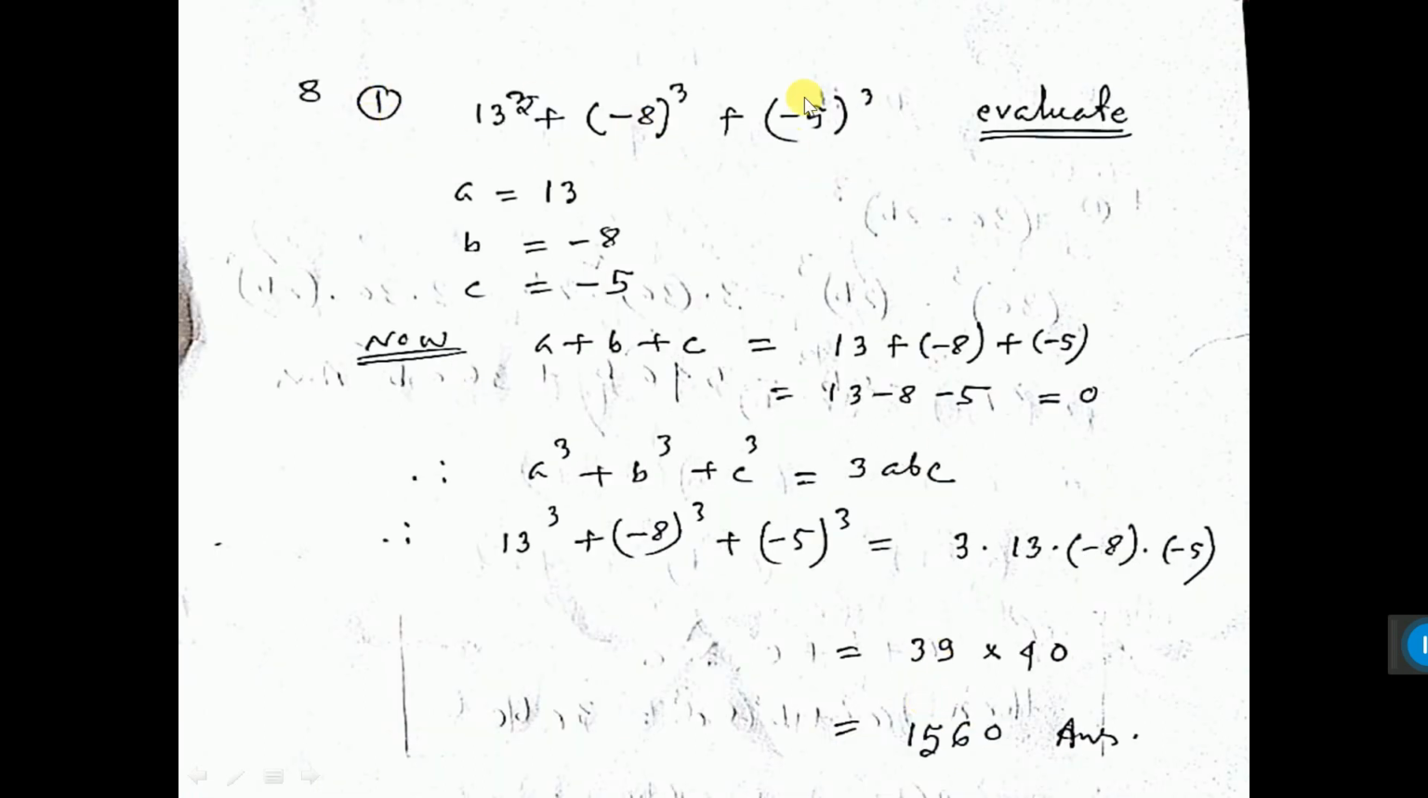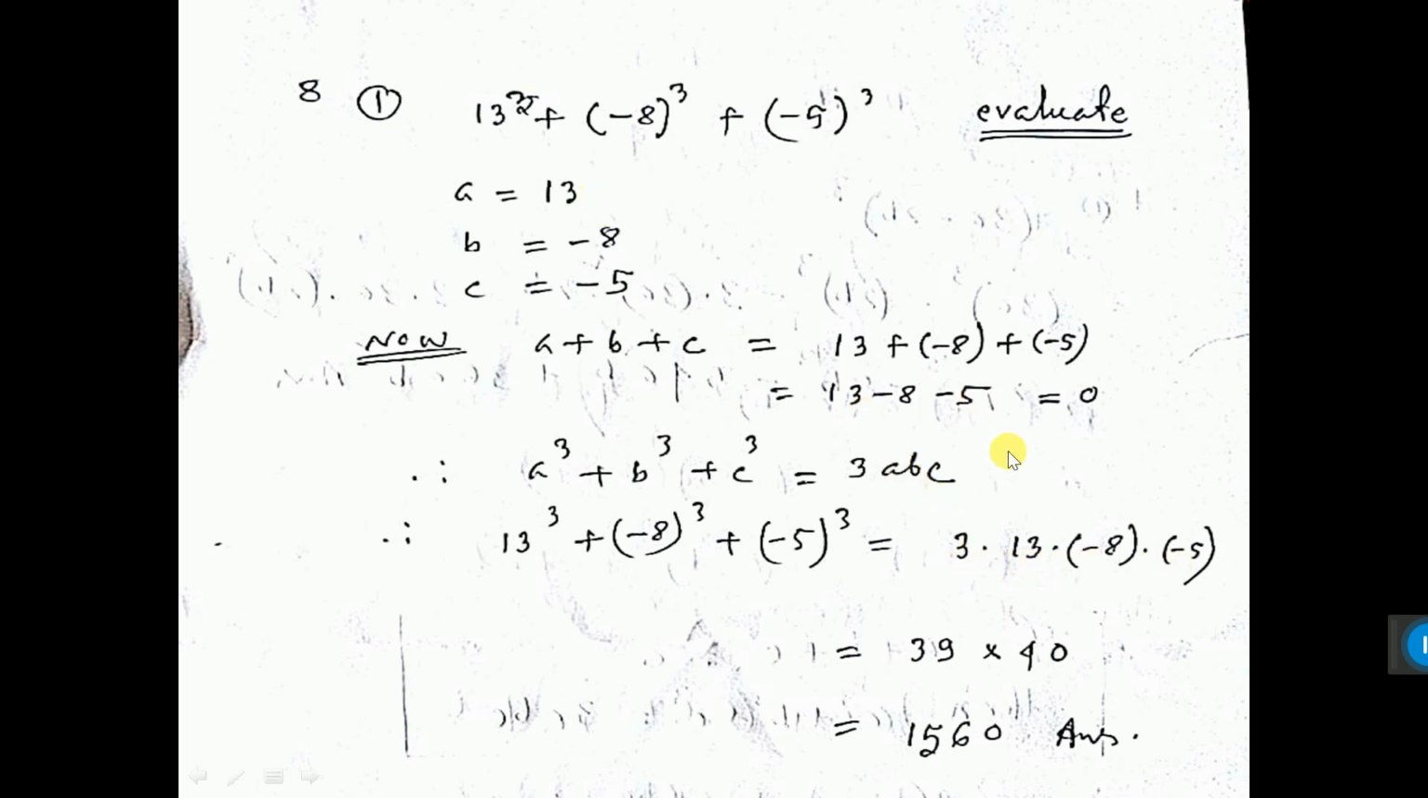Now see 8 part 1, we have to evaluate this: 13 cube plus (-8) cube plus (-5) whole cube. Now just before we have learnt a cube plus b cube plus c cube equal to 3abc if a + b + c equal to 0. So here this is the value of a, this is the value of b, this is the value of c. I check a + b + c. I put the value and see it is coming 0. Now since a + b + c equal to 0, we can write a cube plus b cube plus c cube equal to 3abc.